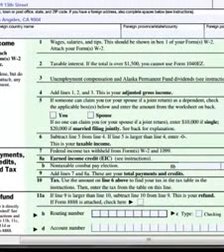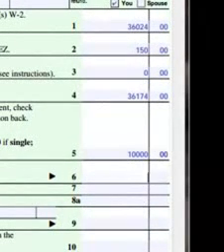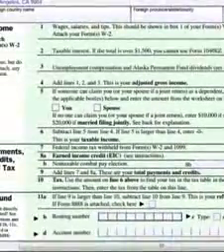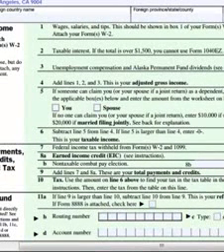Now we are going on to line 6, which says subtract line 5 from line 4. If line 5 is larger than line 4, enter 0. This is your taxable income. So we need to take a look at which one is bigger. Line 4 is larger than line 5, so that means we are going to subtract. And we get $26,174.